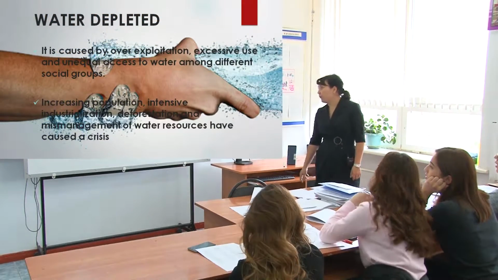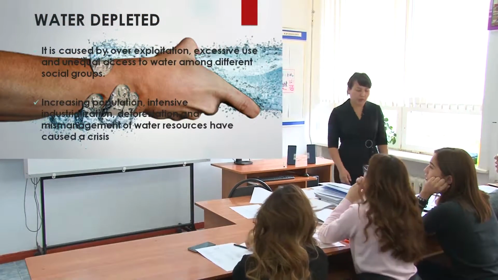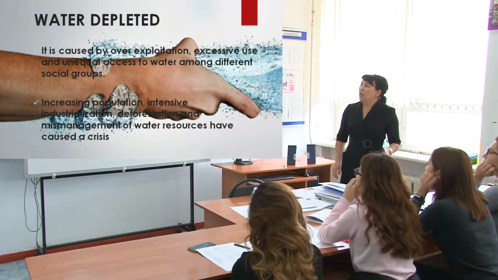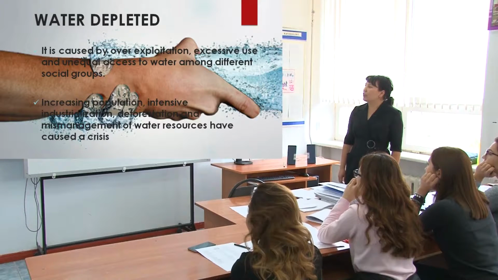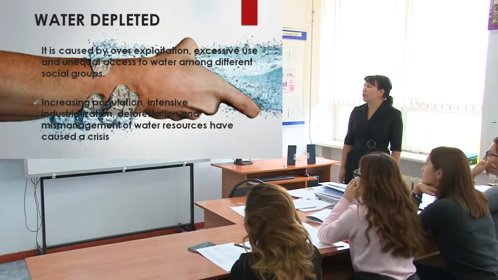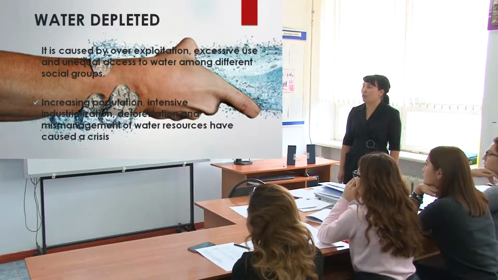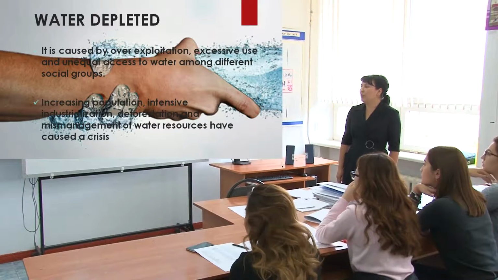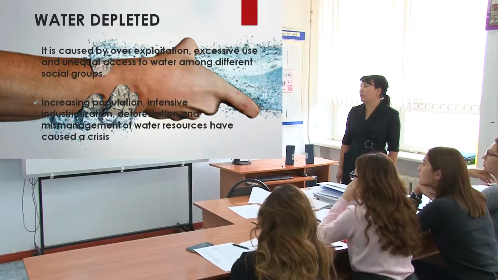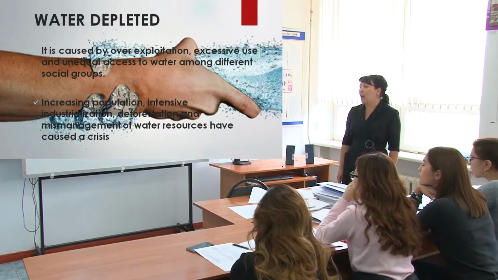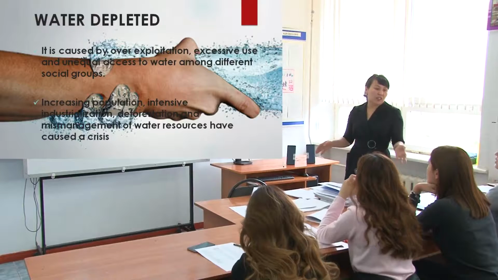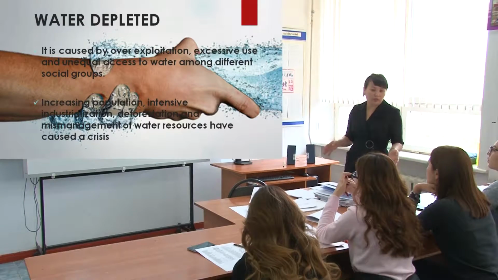Yes? Water depletion. What is water depletion? It's caused by over-exploitation, excessive use and unequal access to water among different social groups. Increasing population, intensive industrialization, deforestation and mismanagement of water resources have caused a crisis. Yes, unreasonable, wasteful, uneconomical use, yes?